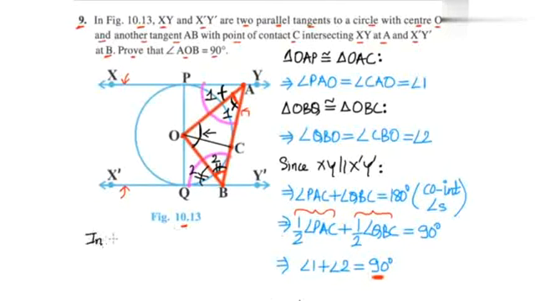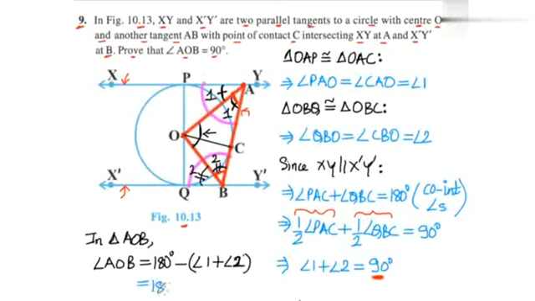So let's write this. In triangle AOB, the triangle that I've highlighted, angle AOB will be equal to 180 degrees minus the sum of the other two angles, so angle 1 plus angle 2, and this basically follows from the angle sum property. So this is 180 minus 90, which is 90. So we have proven that the measure of angle AOB is 90 degrees. Okay, this is what we had to prove. So this completes the question.